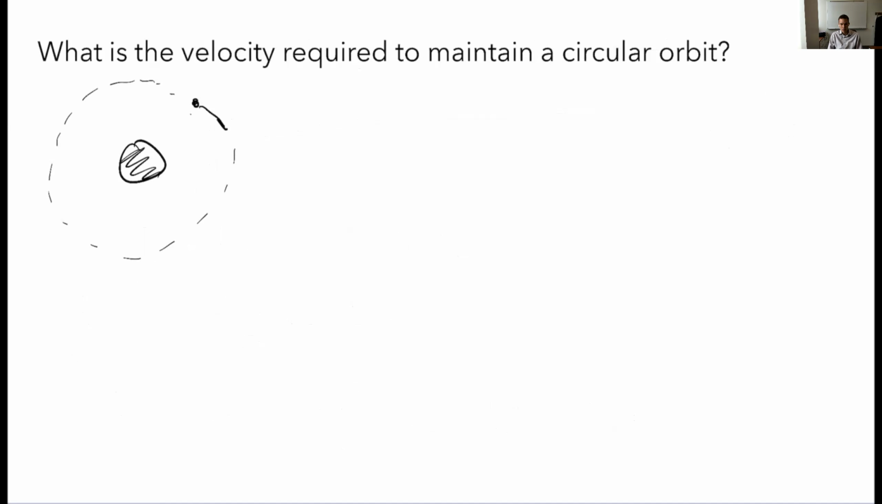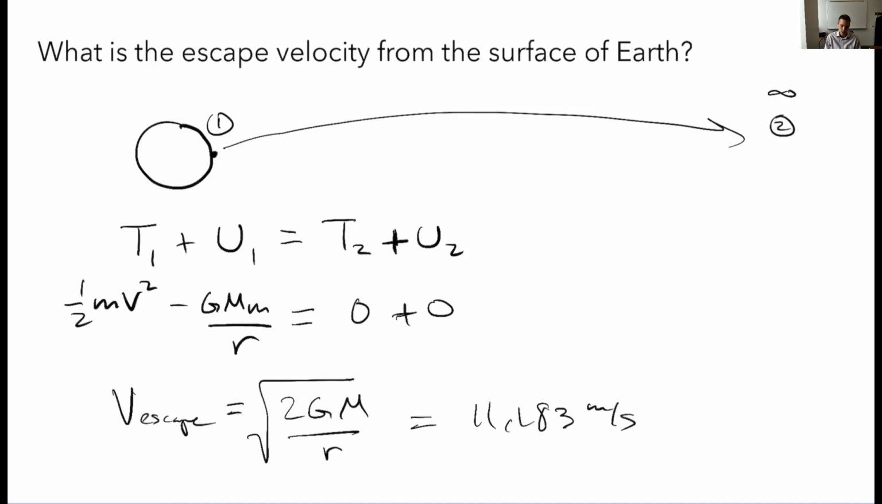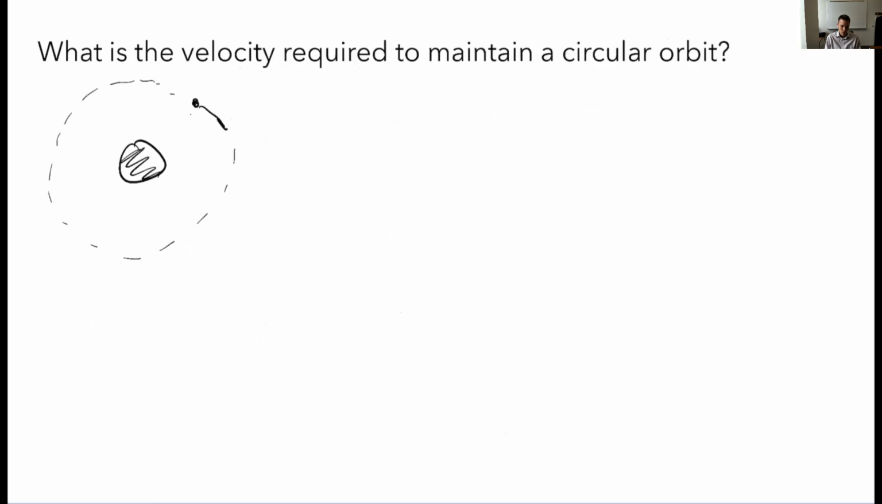So I've got to figure out, this kind of goes back to this question. So here I calculate escape velocity, but now I want to launch a rocket and not just get to some random super far away place. I want to get to this orbit, but I want to get there so that I have a certain amount of velocity so I can maintain the circular orbit. What is that velocity that's required to maintain that circular orbit?